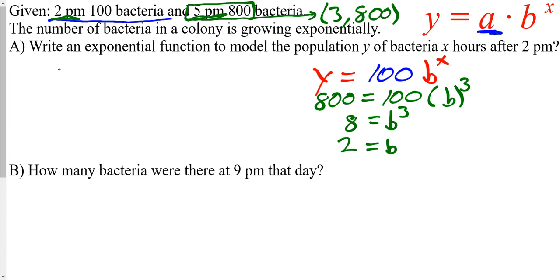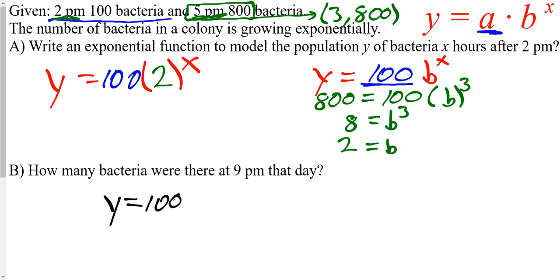So then I can go ahead and write my equation. Just figured out my b value was 2. We had talked a little bit before about how my a value was 100. So that's our equation. Now we can use that equation to help us answer part B down below here.